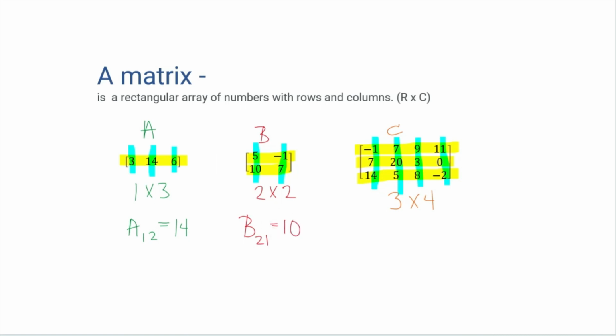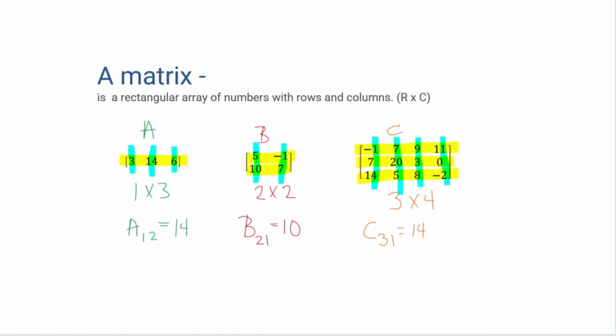Lastly, in matrix C, what is 3, 1? So I would go to my row 3 and over to column 1, and that would equal 14. So that's just identifying the matrix and how they're called, and also identifying values within a particular matrix.